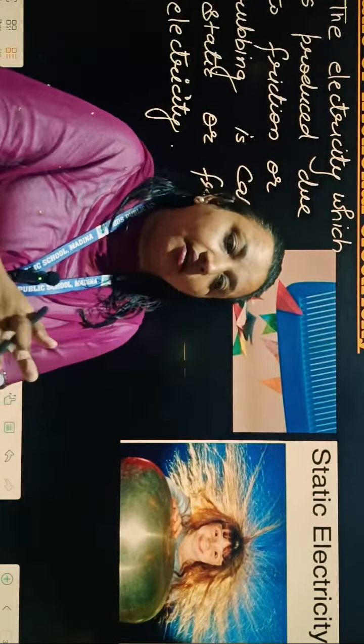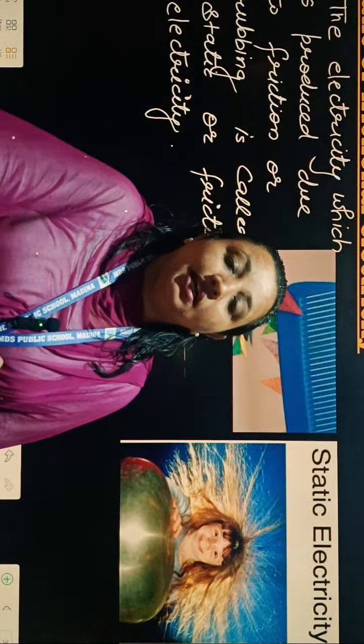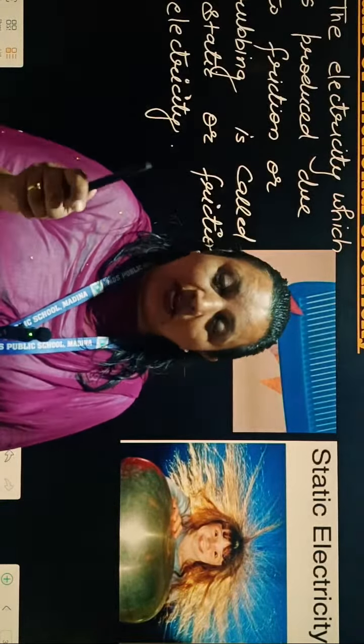We take a very simple example which you studied in class 6th or 7th. When we take a plastic comb and we dry it in our dry hairs, then the plastic comb may be charged and it attracts the small bits of the paper, right? The charged comb attracts the small bits of paper. Why does it attract the small bits of paper?